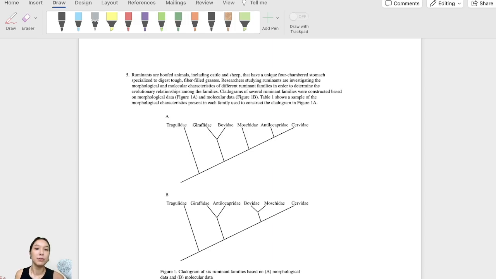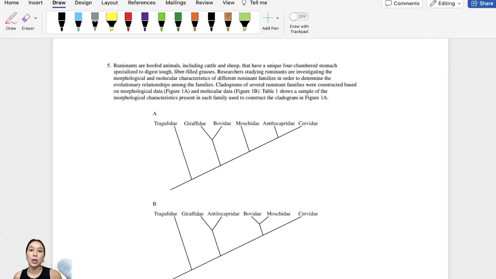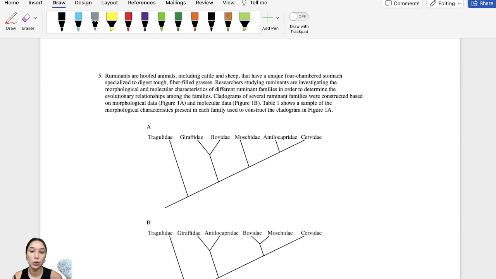Okay, so now I'm moving on to number 5 from the 2023 AP exam FRQ questions. This one is obviously an evolution type of question, and we've got some evolution trees here. It says, ruminants are hoofed animals, including cattle and sheep, that have a unique 4-chambered stomach specialized to digest fiber-filled grass. Researchers studying ruminants are investigating the morphological and molecular characteristics of different ruminant families in order to determine the evolutionary relationship among the families.